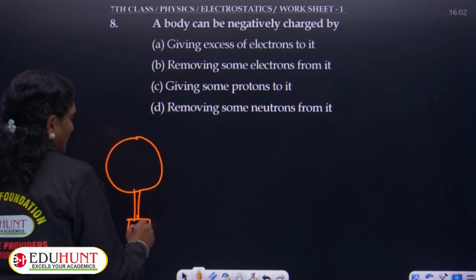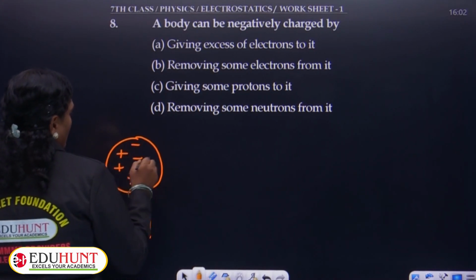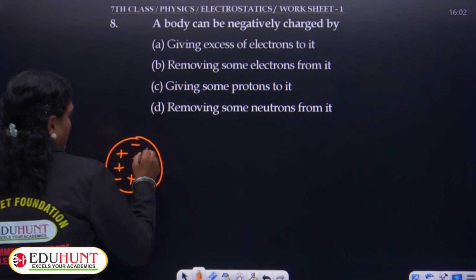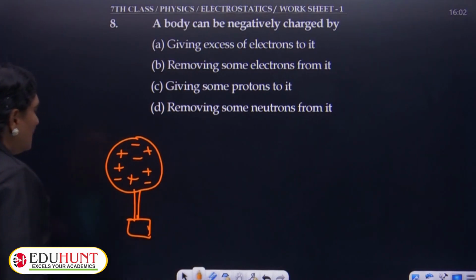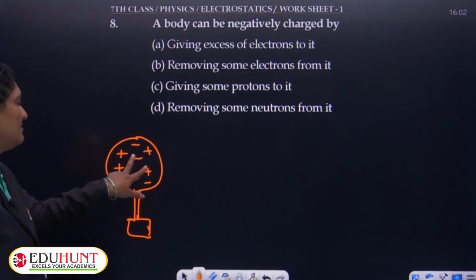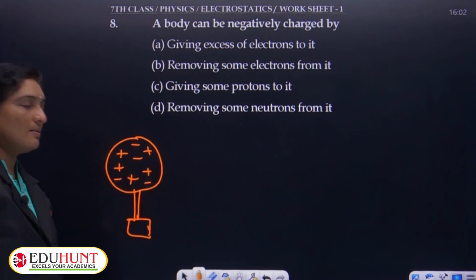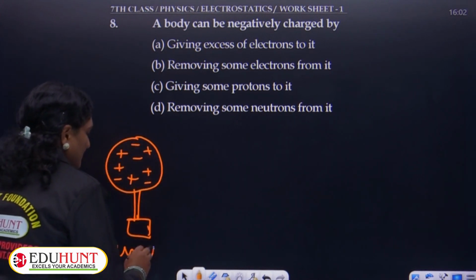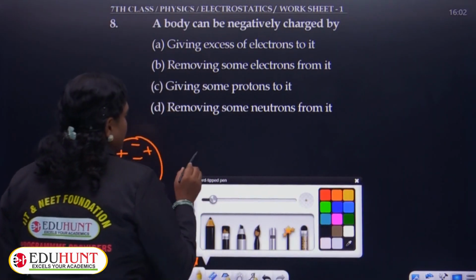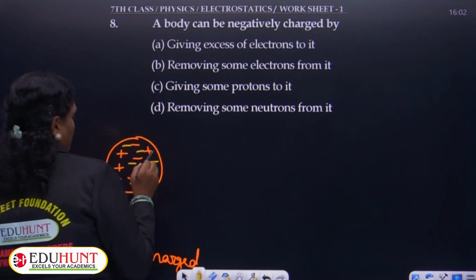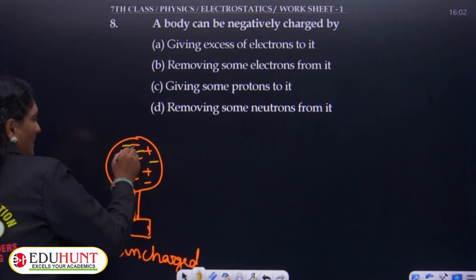body. Neutral charged body means it has an equal number of protons as well as electrons. If an equal number of positive charges as well as negative charges are present, then we say that the body is uncharged. So to this body, whenever excess electrons are given, then what happens? So these get nullified.